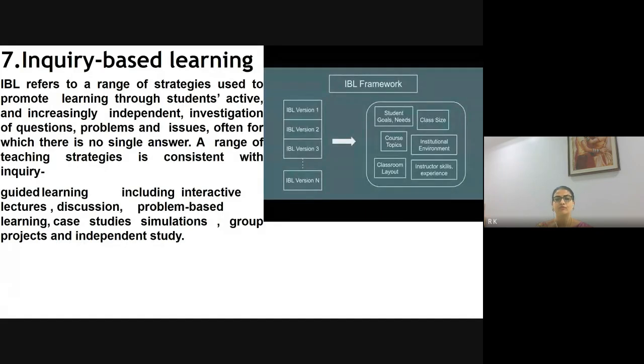You can show them a lot of movie clips, for example, how forensic detectives work, what method, what technology they adopt, and even the similar we can use in order to come out with a framework. So when one after the other, each one is giving their inputs, that can be formed as an IBL framework. I have given a framework here. A range of teaching strategies is consistent with inquiry-guided learning, including interactive lectures, discussion, problem-based learning, case studies, simulations, group projects. Everything comes under inquiry-based learning.